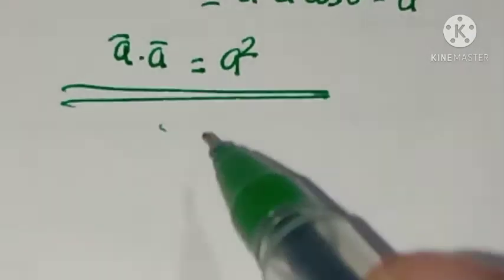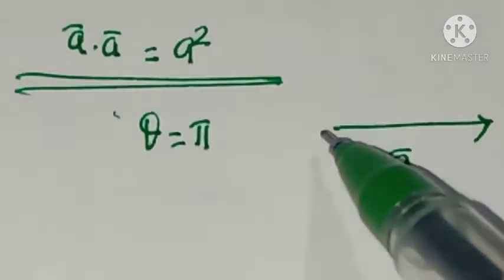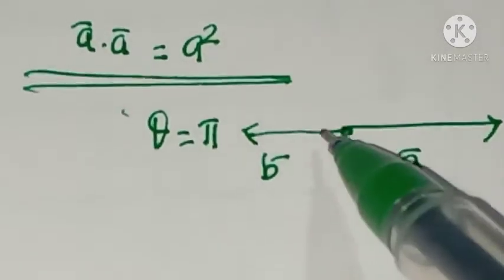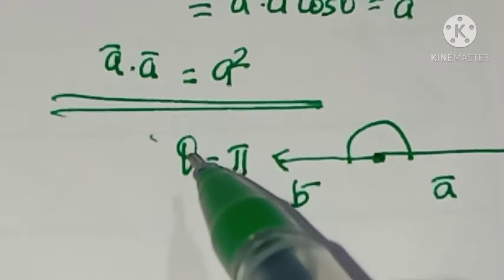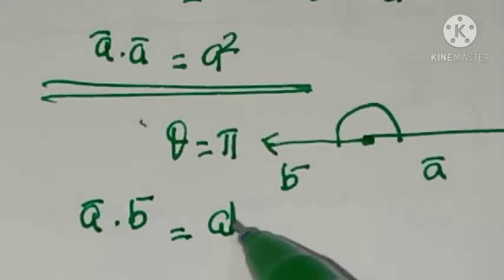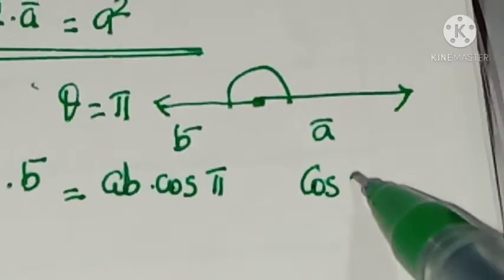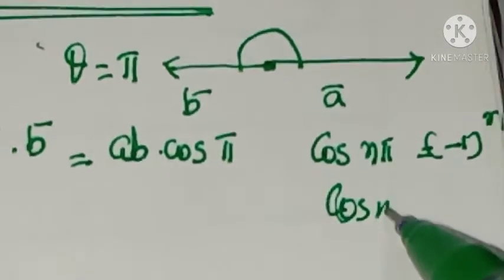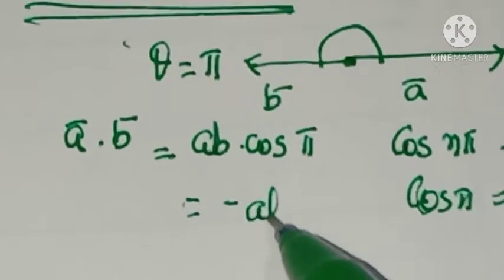Now, suppose we have theta equal to pi. Just like A is this, vector B is this. So, vector A and vector B lie on a line, and therefore the angle between these two vectors is a straight angle. Theta is equal to pi. In this case, vector A dot vector B is equal to AB cos pi. What is cos pi? Cos n pi is minus 1 raised to n. So, cos pi is equal to minus 1 raised to 1, that is minus 1. So, this is minus AB.